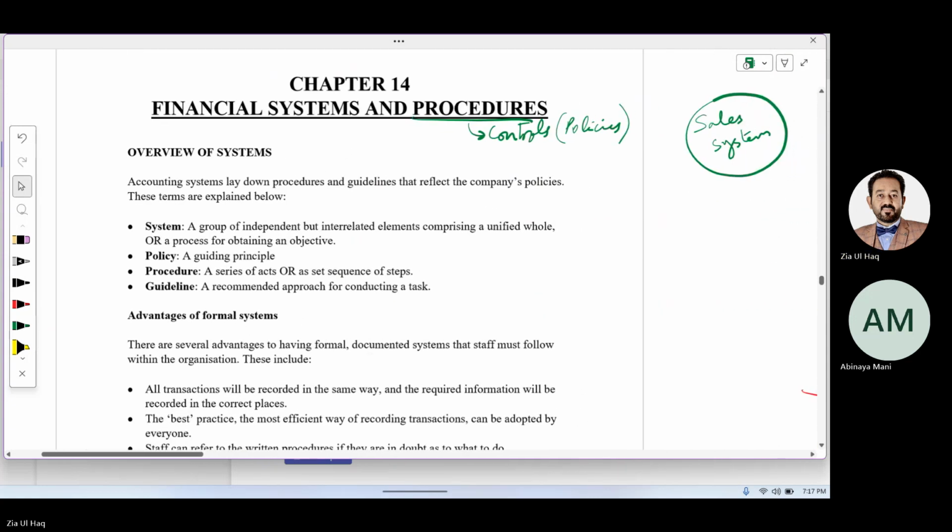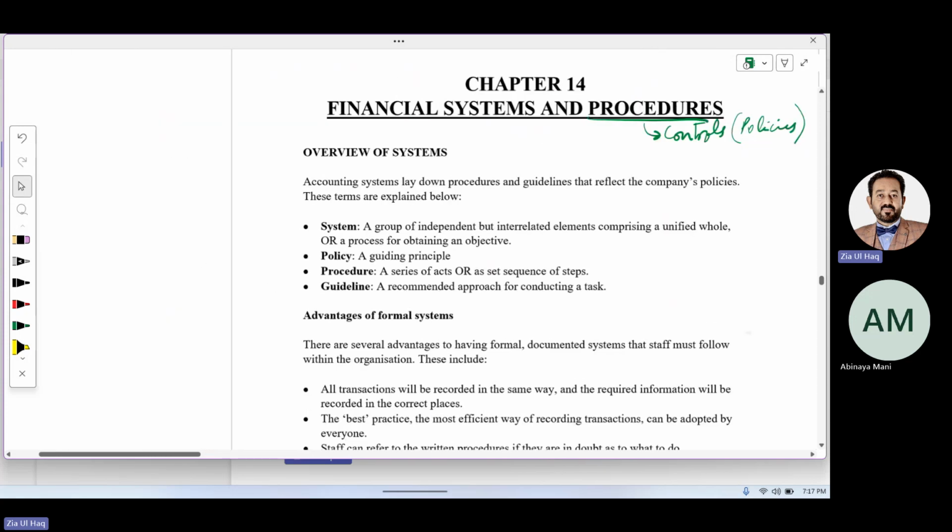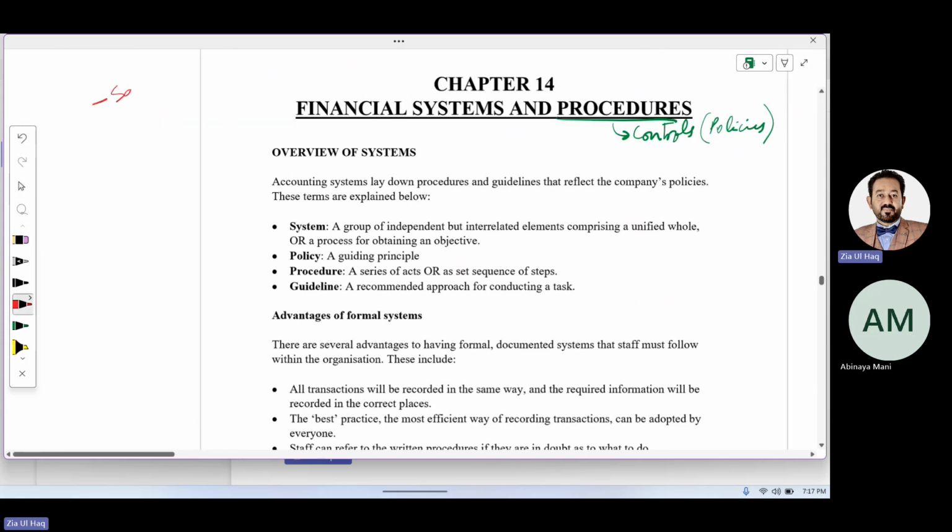Overview of systems. In this chapter, we're going to learn about different systems. We will learn about a sales system, a purchase system, a payroll system, meaning wages, and an inventory system. We will learn about the cash payment as well as the cash receipt system.